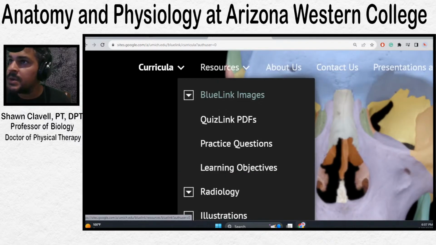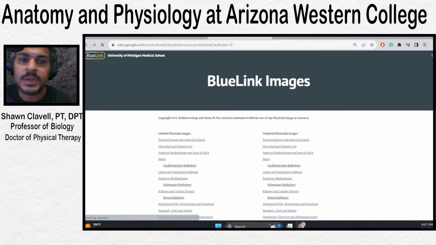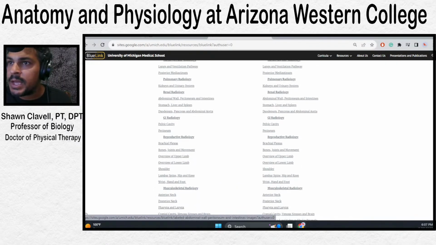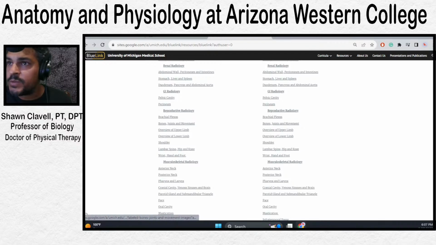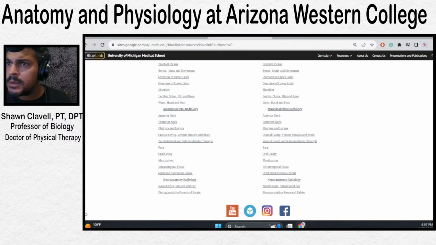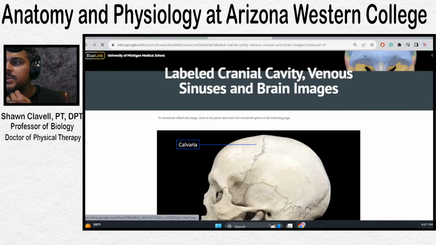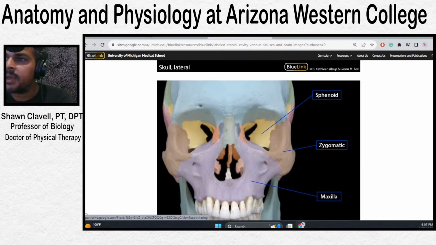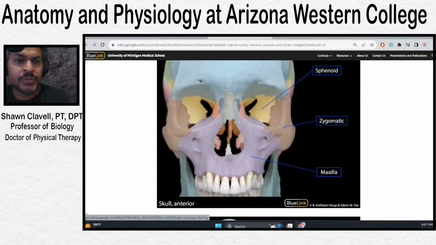Under resources here, Blue Link Images is the source, and I clicked on Blue Link Images, and now I'm here in the resources page. The deep back and spinal cord is one that we use. We're going to be looking at the deep back and spinal cord, the bones, joints, and movements, overview of the upper limb, lower limb, the regions of the skull. Let's see, cranial cavity, venous sinuses, and brain. So there we go. You can see these structures of the skull, and the skull gets a little bit tricky sometimes identifying in a three-dimensional shape.